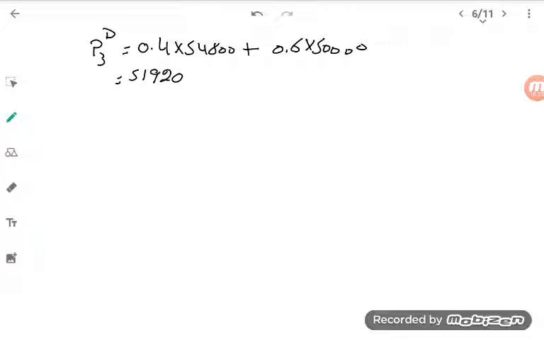And we have to calculate demand price number 3, which is calculated as the percentage of being high multiplied by its price, plus the percentage of being low multiplied by its price. So the expected price will be 51,920. If you substitute for high quality cars, it will be 9. In case of low quality, it will be 234. Total market size will be 243.